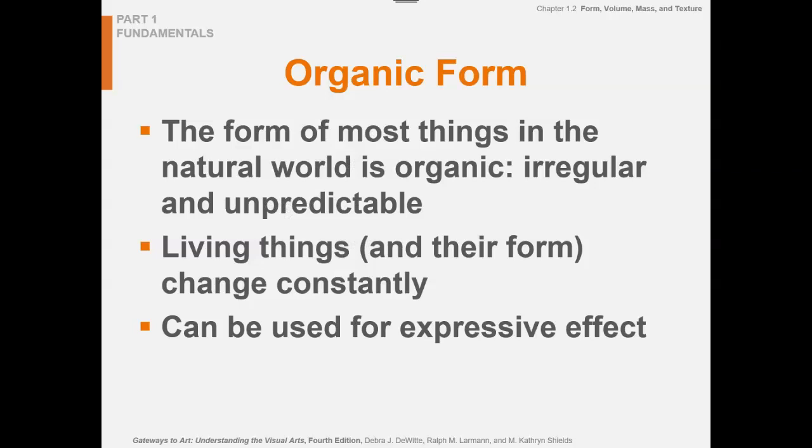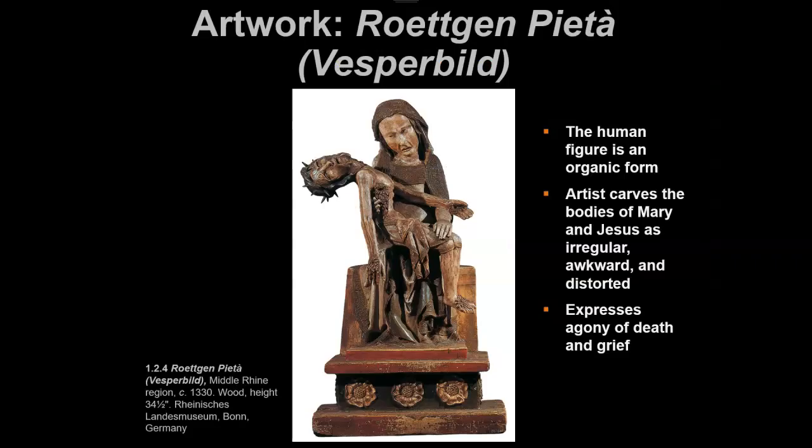Organic forms are things that are basically from the natural world. They're irregular and unpredictable things in nature. The living things and their forms are changing constantly. We can consider them organic forms. Usually an artist will use organic forms for expressive effect. If you think about the geometric form, they're just very planned and predictable, so they have a very different feel. Whereas organic form lends itself to expression, right?